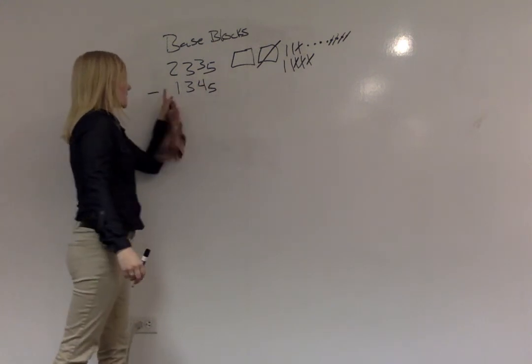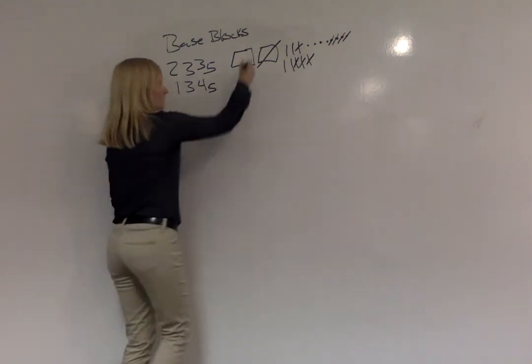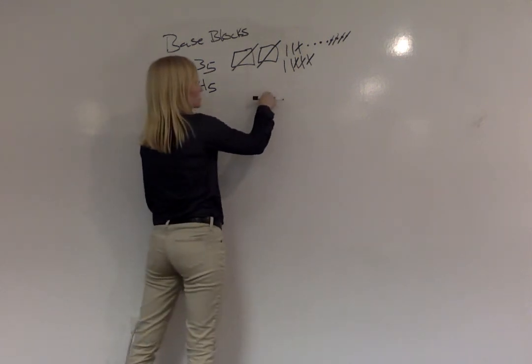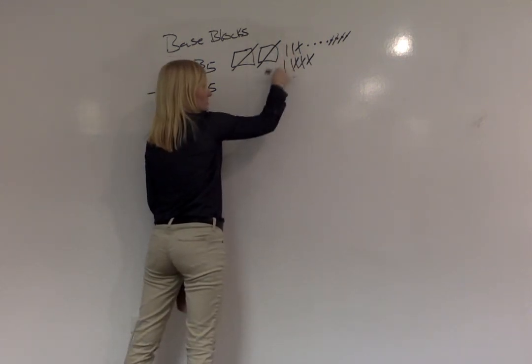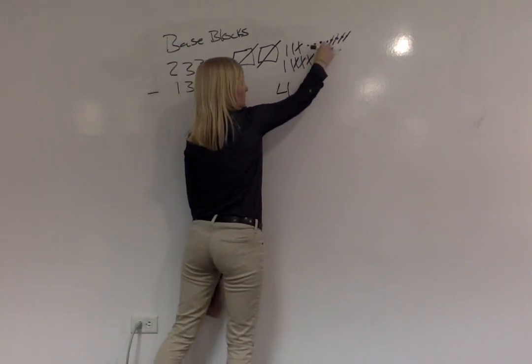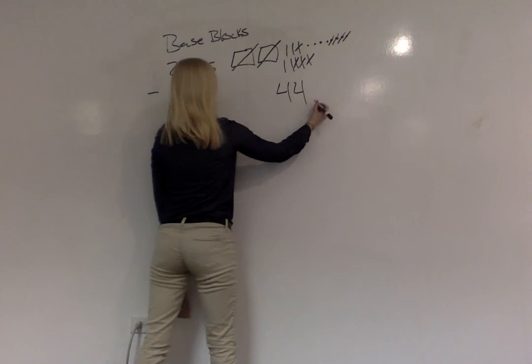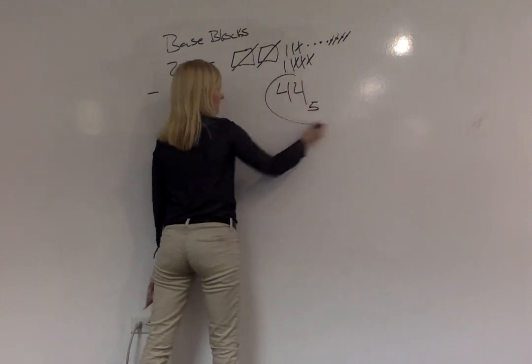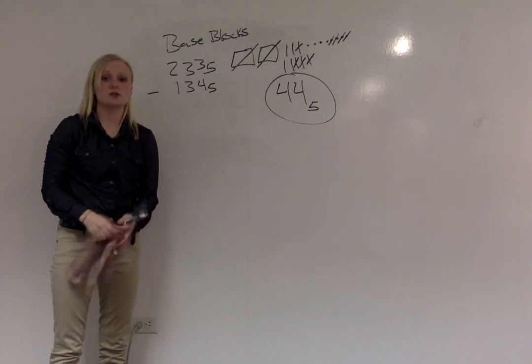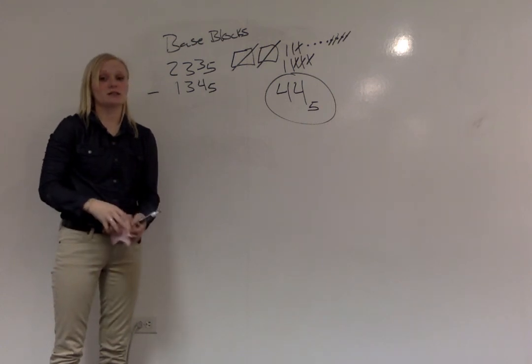Now we have to subtract 1 flat, which leaves us with no more flats. So our answer would be 1, 2, 3, 4 rods and 1, 2, 3, 4 units in base 5. These are all strategies that you can use for adding and subtracting in other bases.